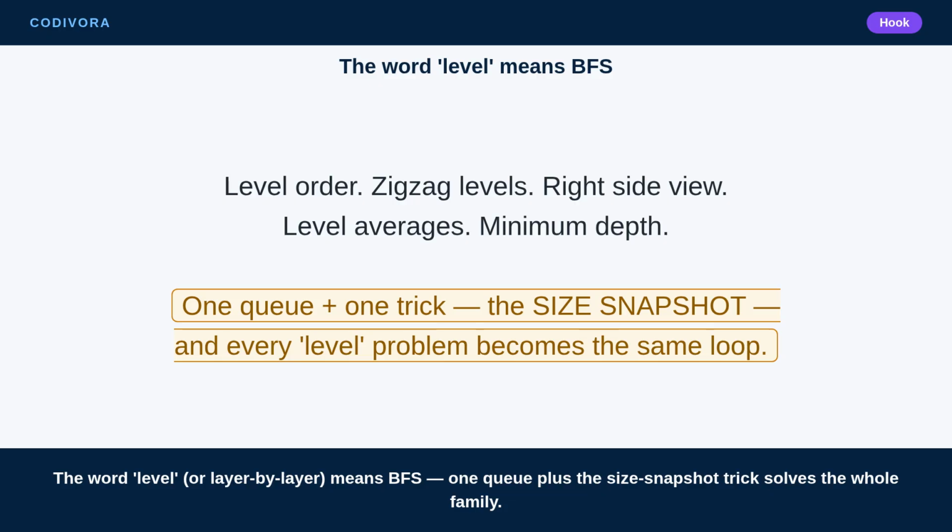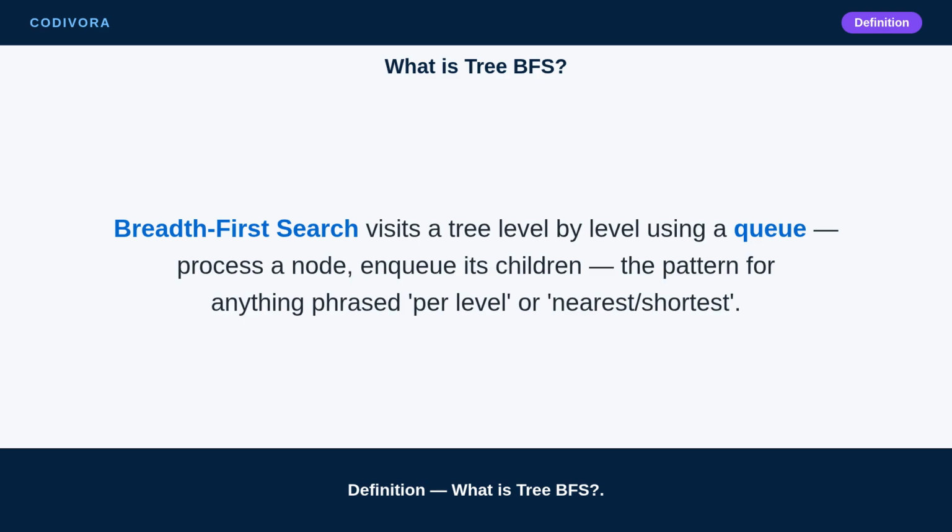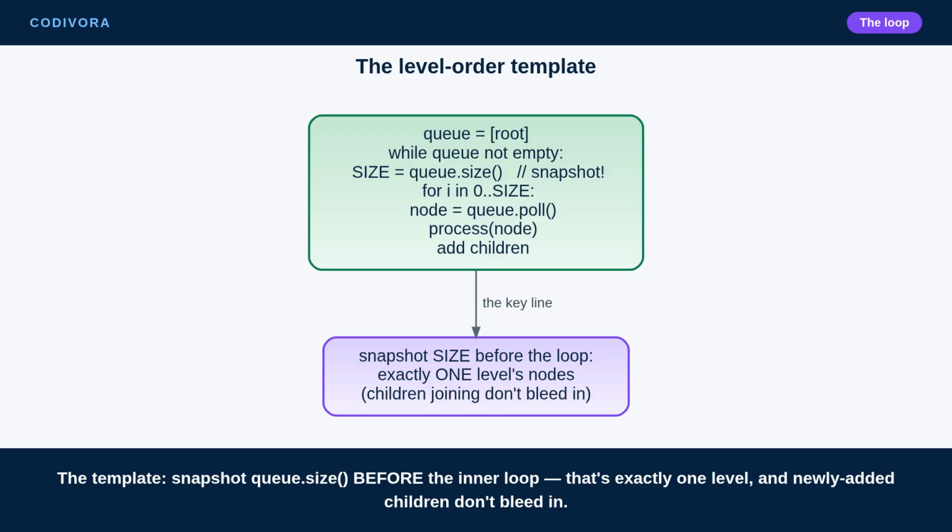Let's build it. Definition first. Breadth first search visits a tree level by level, powered by a queue. Process a node, and queue its children, repeat. Any problem phrase like per level, level order, zigzag, right side view, or asking for the nearest or shallowest anything, is BFS. Here's the template. A queue starts with a root.